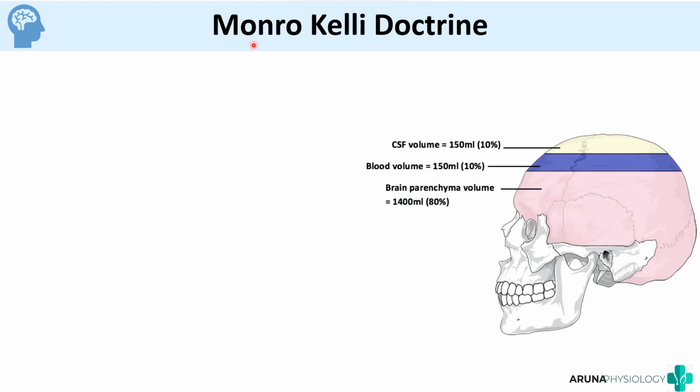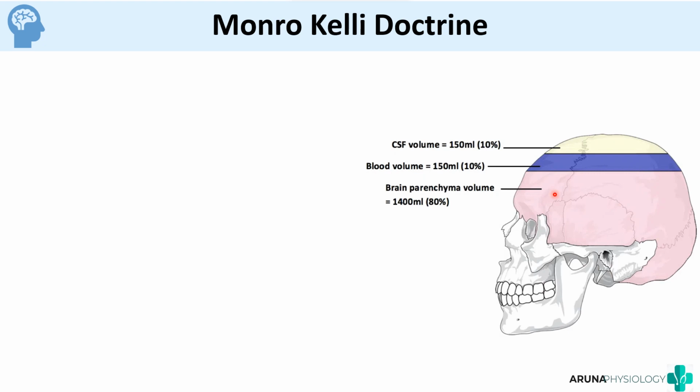What is Monroe-Kellie doctrine? Basically, the cranium contains the brain, which is around 1400 ml, and it also contains the blood volume and the CSF volume. All these three are incompressible because they are enclosed in a rigid cranium. So if the volume of one increases, the volume of the other two should decrease, because all these are present inside a rigid cranium. If not, the ICP or the intracranial tension can increase.